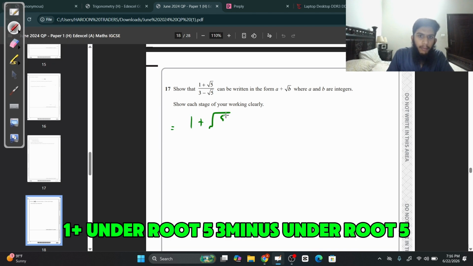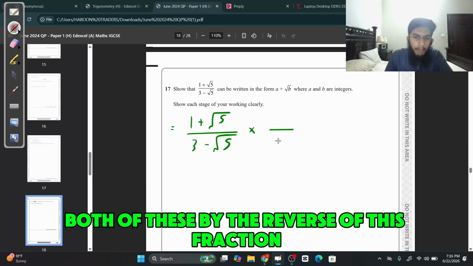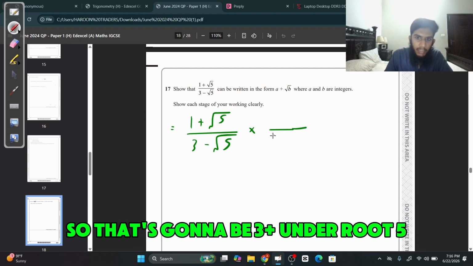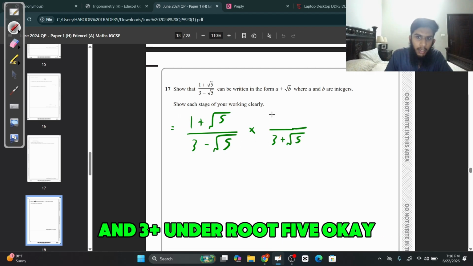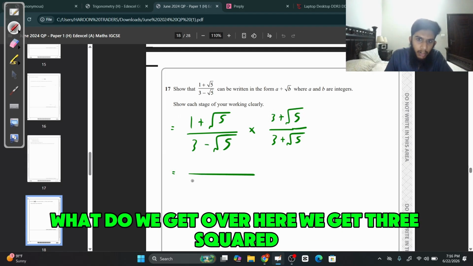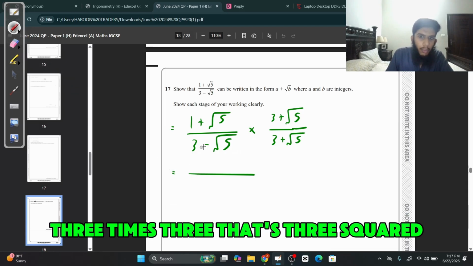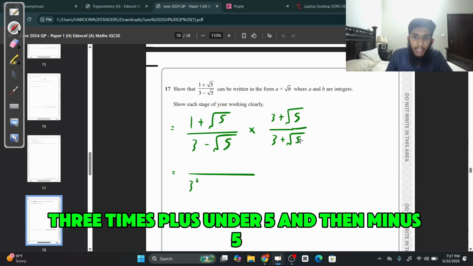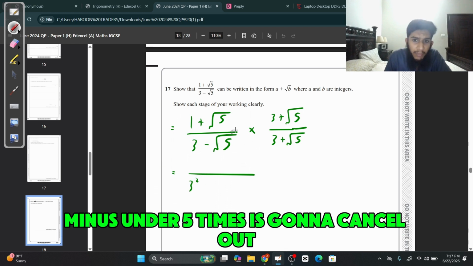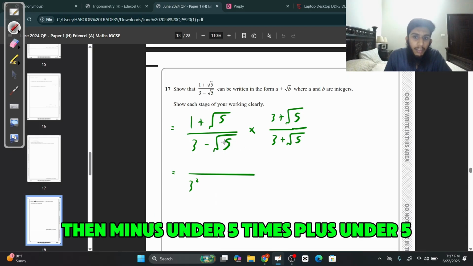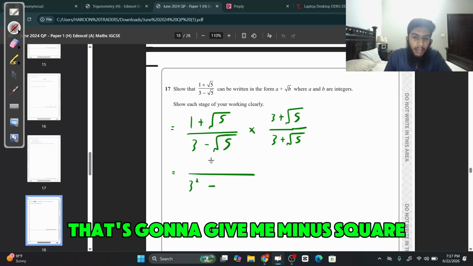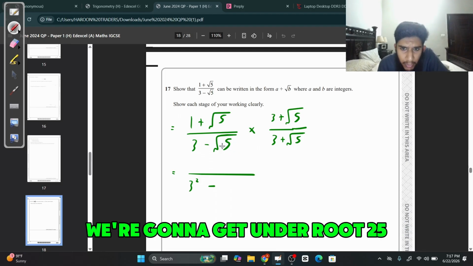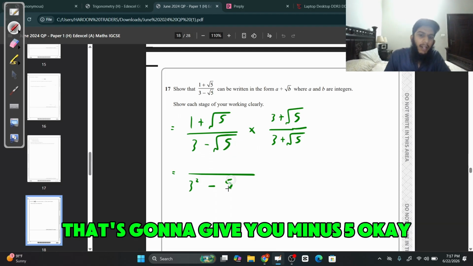1 plus under root 5 over 3 minus under root 5. You have to multiply both of these by the reverse of this fraction, so that's going to be 3 plus under root 5 and 3 plus under root 5. What do we get over here? We get 3 squared. 3 times 3, that's 3 squared. 3 times plus under root 5, and then minus under root 5 times 3, that's going to cancel out. Then minus under root 5 times plus under root 5, that's going to give me minus under root 25, that's going to give you minus 5, okay?